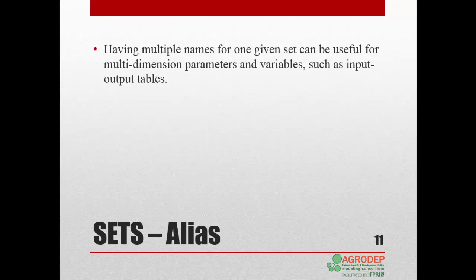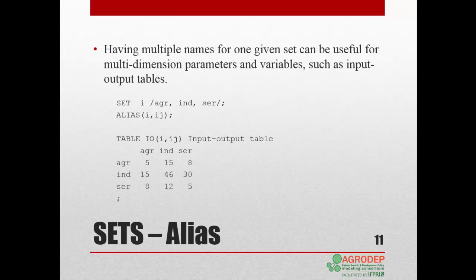Having multiple names for one given set can be useful for multi-dimensional parameters and variables, such as input-output tables. We define the set I, which include the three sectors: agriculture, industry, and services. Using the statement alias, the set I is given a second name, ij. Now we define an input-output table, io, on I and ij, meaning that column titles will be identical to the row titles.